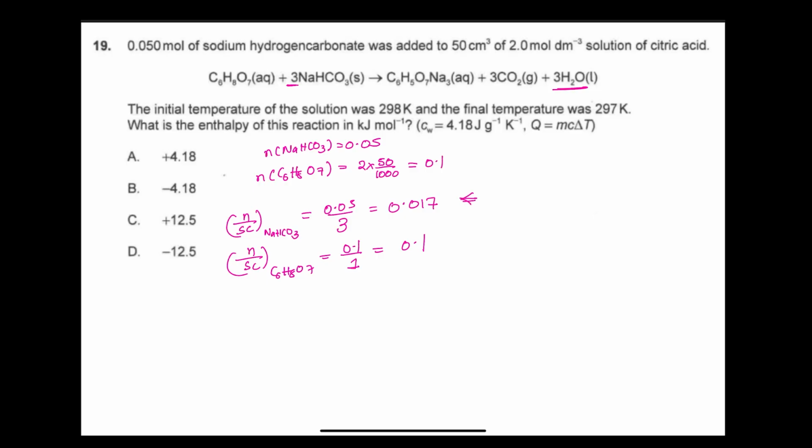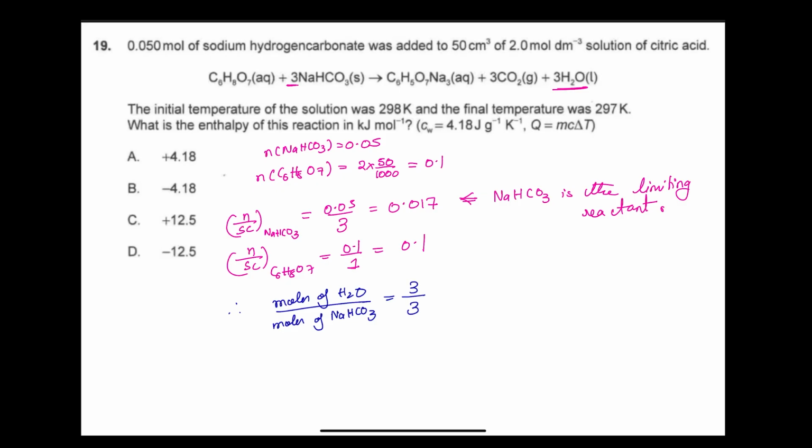So NaHCO3 is the limiting reactant. Now we have the limiting reactant. From here, we'll find the moles of water produced by the stoichiometric ratio. Moles of NaHCO3, this ratio would be 3:3. So moles of H2O will basically be equal to moles of sodium carbonate, 0.05.